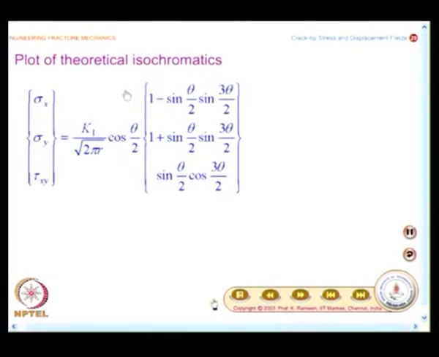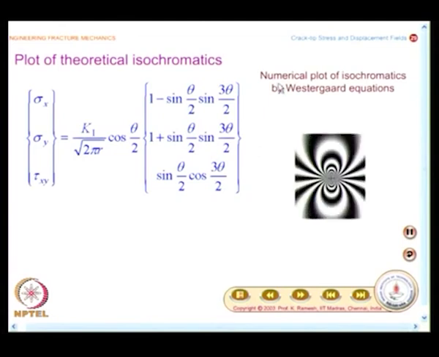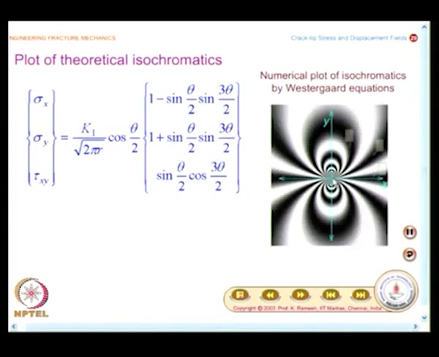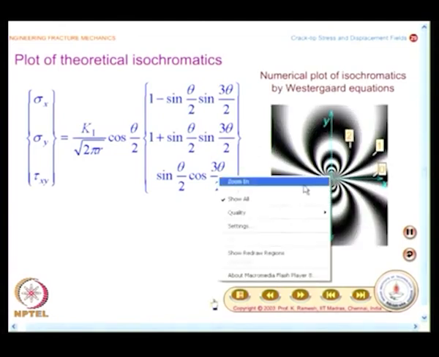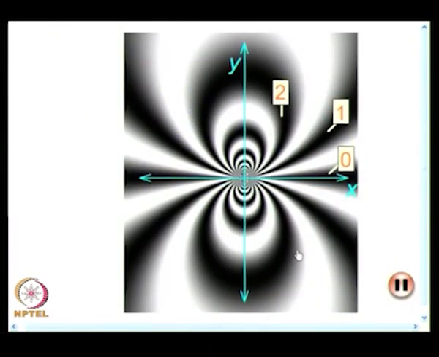Now, I have these stress field equations available. So, as I mentioned, you could calculate maximum shear stress and make it as a plot, and this is a numerical plot. Probably I could magnify it for you. What do I find here? The fringes are symmetrical about the x axis, fringes are also symmetrical about the y axis, and along the crack axis you have a constant fringe order 0.